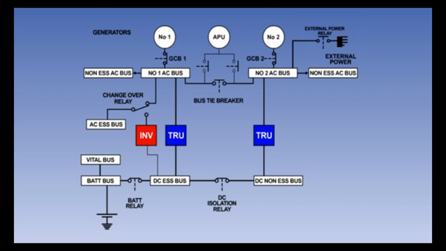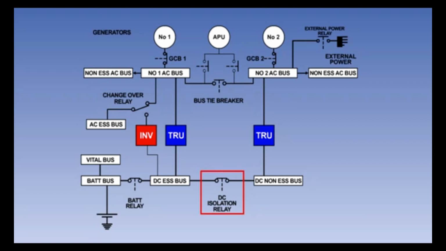This is how the system will look during normal operations, with both engine-driven generators online. The two engine-driven generators will supply their individual main and non-essential busbars through the closed contacts of their generator control breakers. The bus tie breaker will be open, keeping the generators apart. Remember, in this type of system, the generator outputs are never connected together. The essential AC busbar will be supplied from number 1 AC busbar.